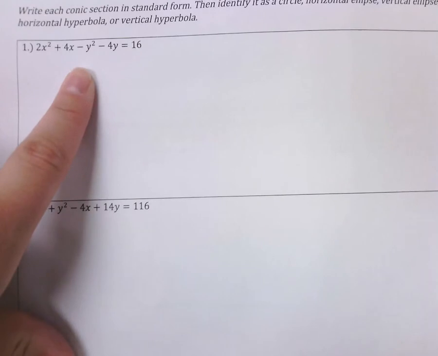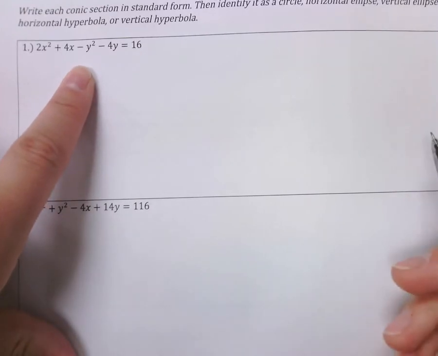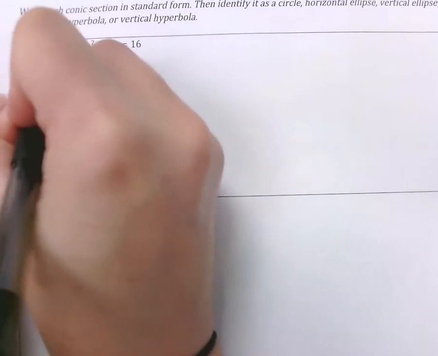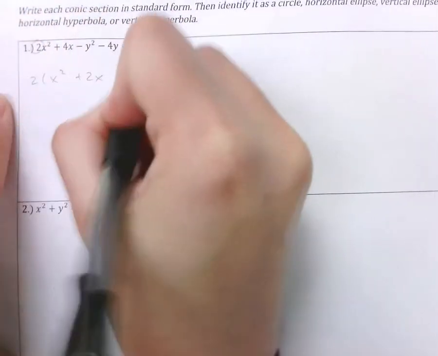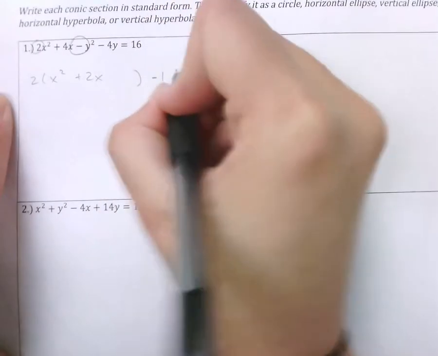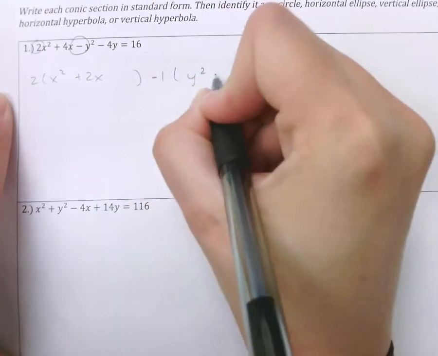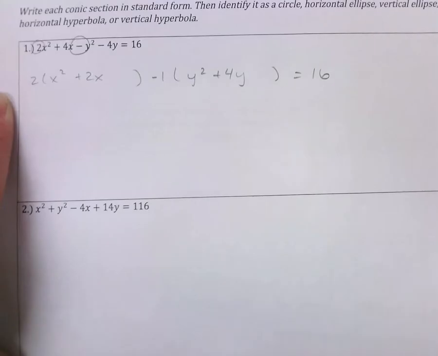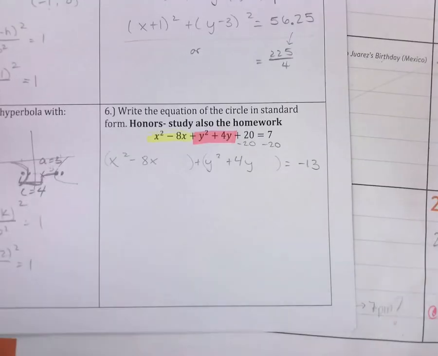if you look at number 1 on that worksheet I gave you, since there's a 2 here, we would factor that 2 out of all the x variables. And since there's a negative sign, we would factor a -1 out of the y variables. Oh, I actually didn't take the 2 out of the 4. I don't know why. Okay, so that's what I'm talking about.